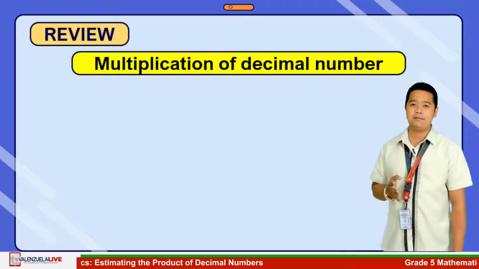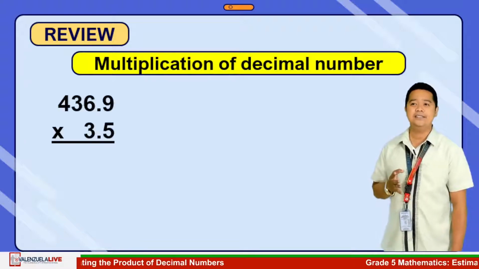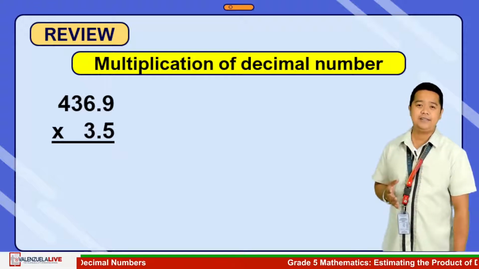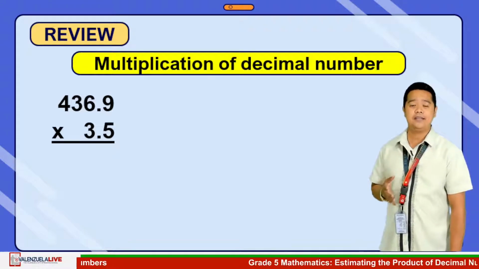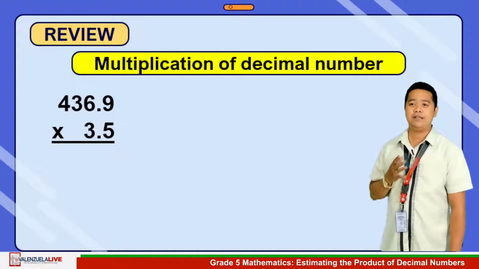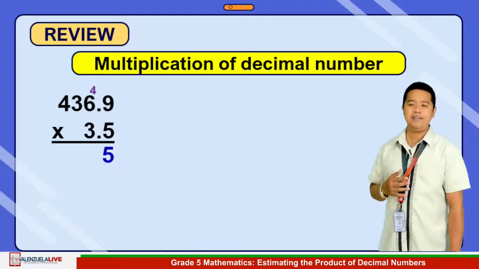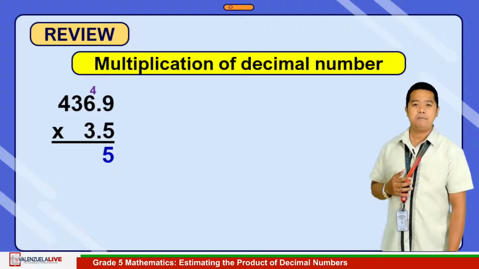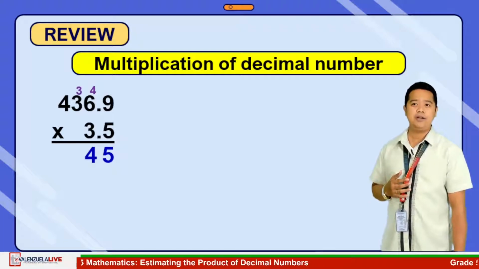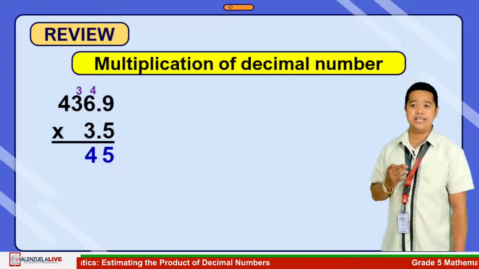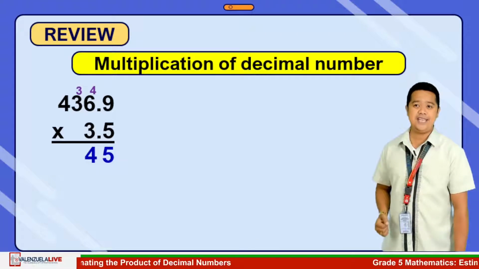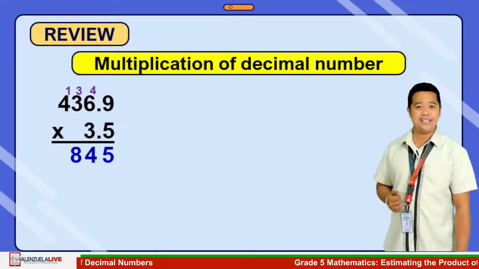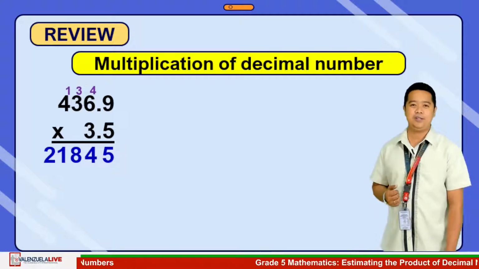And we will have a short review about the last lesson last year, which is the multiplication of decimal numbers. So let us multiply 436 and 9/10 by 3 and 5/10. First, let us multiply 5 times 9. We have 45. 5 times 6 is 30 plus 4, we have 34. And then 5 times 3 is equal to 15 plus 3, we have 18. And 5 times 4 is 20, plus 1, we have 21.